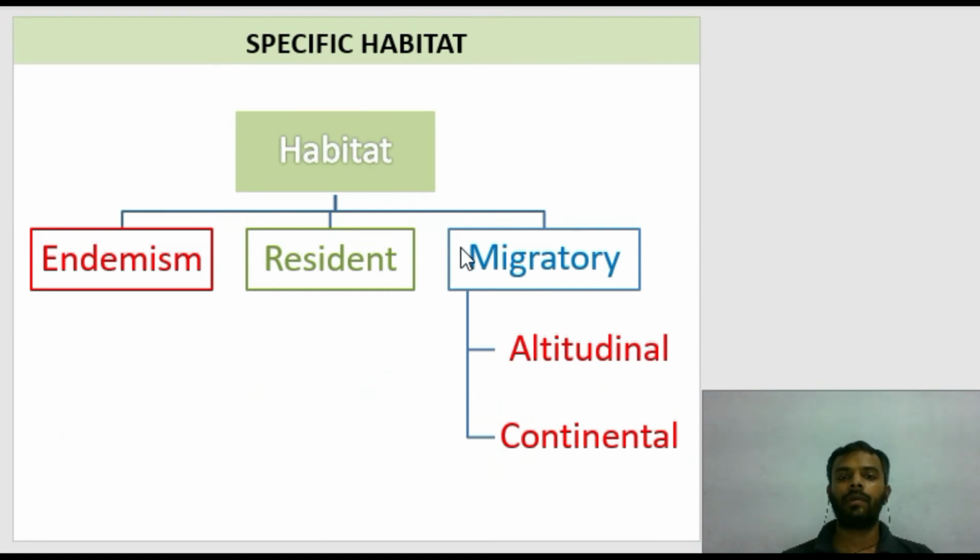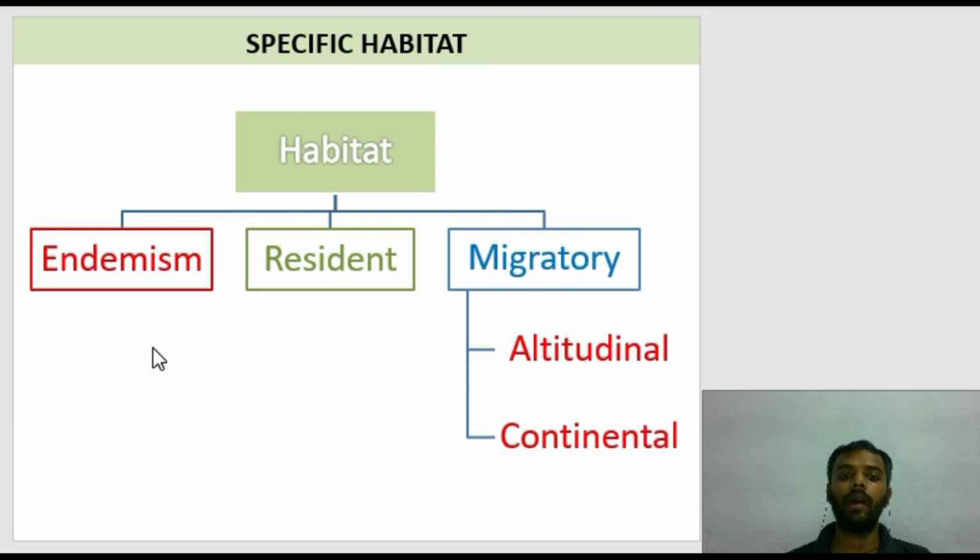Now, let me see specific habitat. So bird habitat is dependent on their preferred food and climate. So I have divided the habitat features in three categories. First is endemism, second is resident, and third is migratory. So first we'll see what is endemism. Endemism is an ecological state of species being unique to a defined geographical location such as island, nation, country, or other defined zone. An endemic species remains restricted to a particular place.